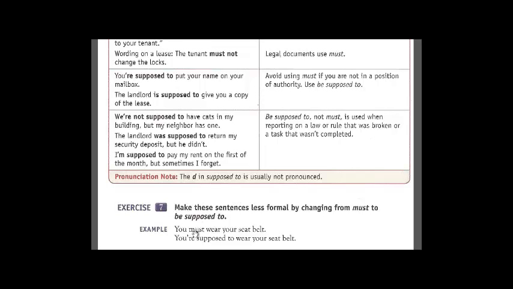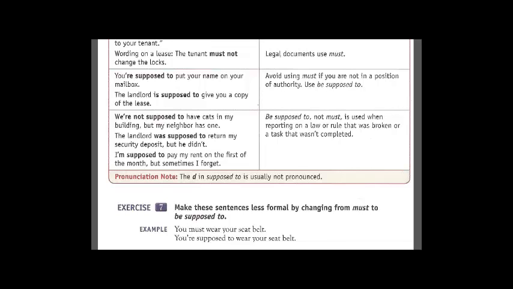Okay, here's a good example where somebody with authority, like the policeman... Okay, but if you're a friend and you want somebody to wear a seatbelt, you might say, hey, you must wear the seatbelt because it's the law. Okay, or if you want to be polite, you're supposed to wear a seatbelt, don't you know? Okay, so things like that. So there's a fine line, but remember, must is more authoritative.